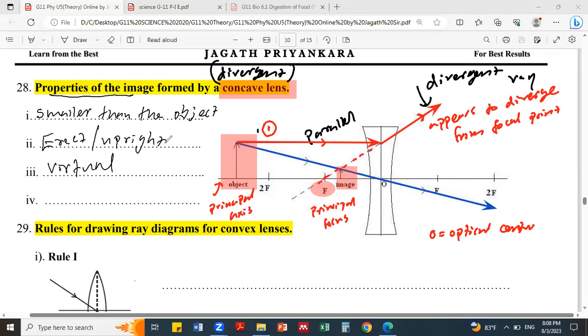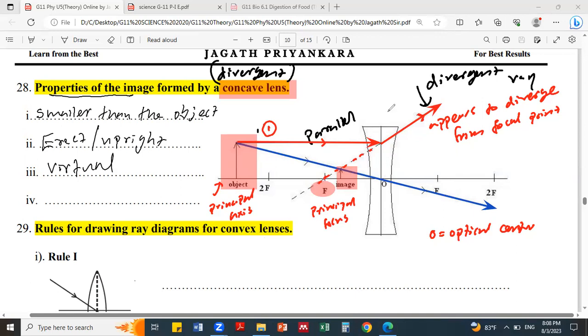They always form what images? Virtual images. Always. They never form a real image. Even if you keep the object at different places, the properties of the image won't change. That's why, students, there's only one ray diagram for concave lenses. What are the two rays? Ray of light parallel to the principal axis appears to diverge from the focal point. That is the red one. Then the blue one is a ray of light through the optical center, which travels straight without any deviation.